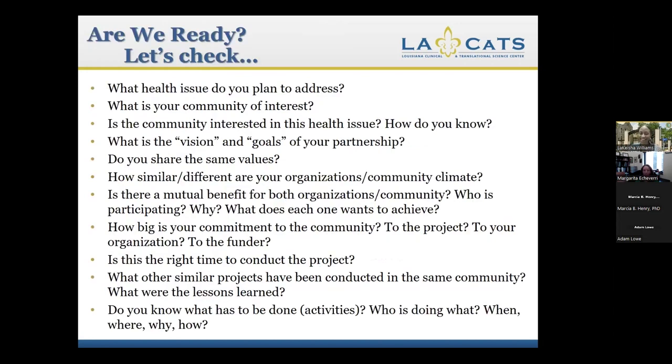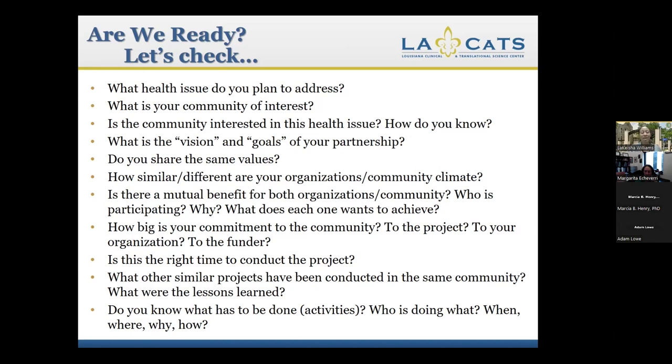So I'm checking in again and asking, are we ready? And so before developing that partnership, and when you're in the process of having those ideas of how can I be engaged in community engaged research, how can I identify partnerships, how can I identify these community organizations, or I'm looking at these researchers, answer these series of questions. What is the health issue that you plan to address? Is it going to be effective for both parties? Is the community of interest? And so this is very, very important. Is the community interested in this health issue? And how do you know that?